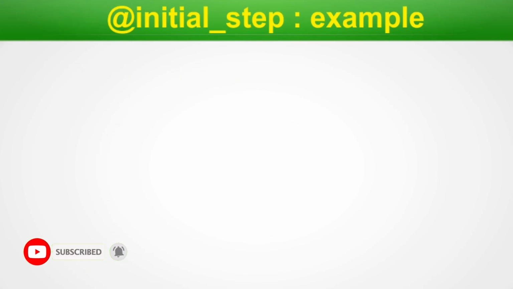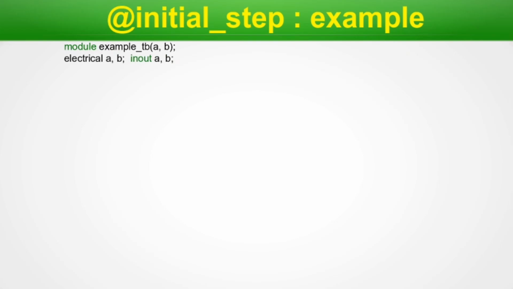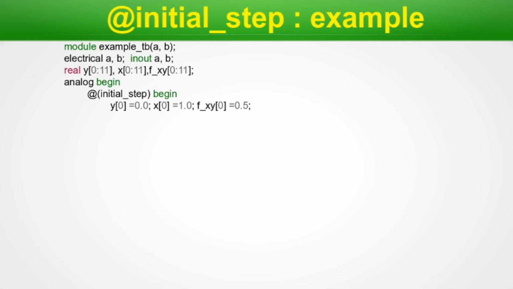Let's look at the initial step with an example. We start a test bench module here. We define the electrical a, b, in, out, okay, and then real, and we define some vectors here. So here y, x and fxy. So fxy will come later. This is a function of xy. And we start the analog block with analog begin, and then we write the initial step and we start the begin. Okay, so each element of those vectors is now getting defined: y0, x0 and fxy0.